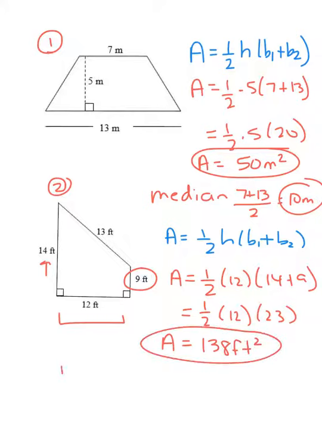Again, if I want to find my median, I add my bases, so I have 14 plus 9 divided by 2, which doesn't go evenly, but that's okay. It gives me 11.5 feet is my median.